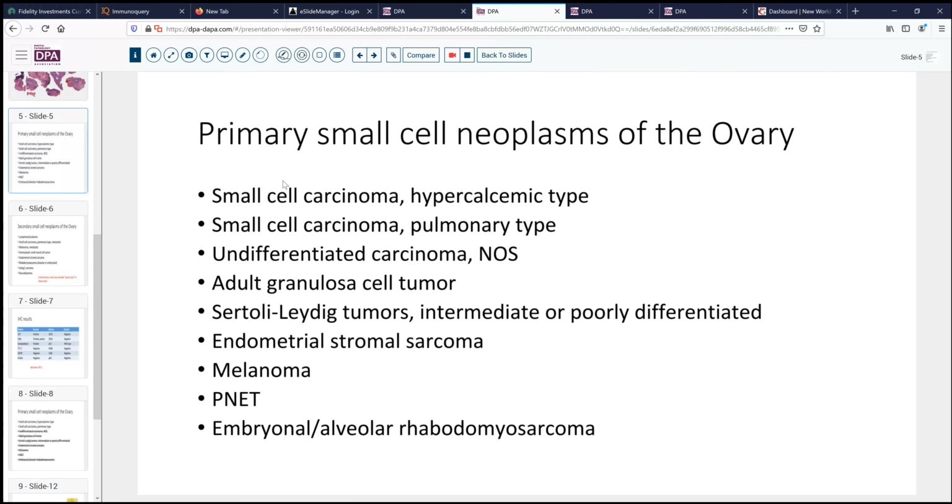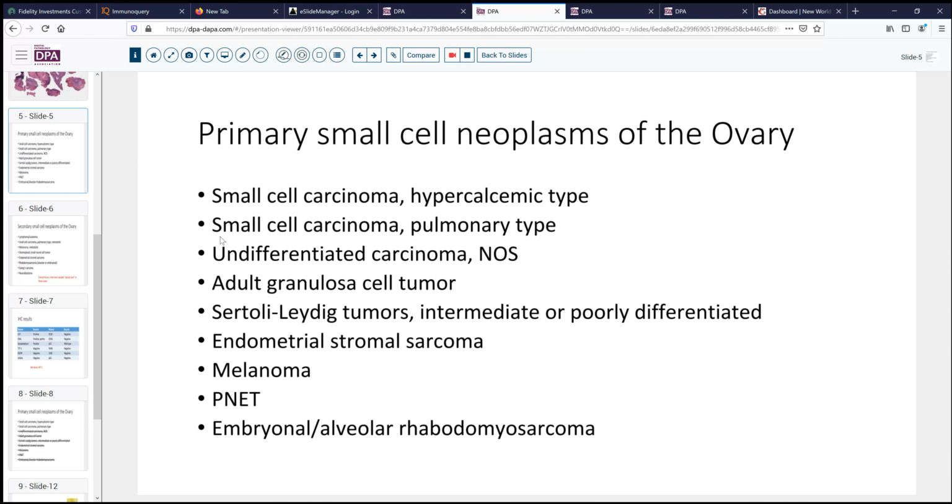Well, there's a number of primary tumors that can occur in the ovary, which include small cell carcinoma of the hypercalcemic type. And checking the chart on our patient, the patient did not have hypercalcemia. However, not all patients with small cell carcinoma of the hypercalcemic type have hypercalcemia. So it's generally present, but not always.